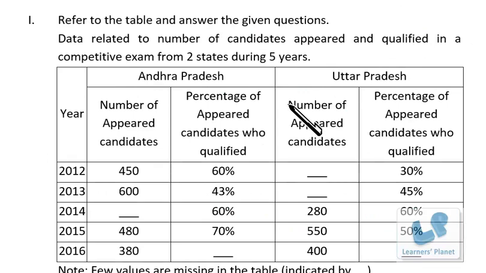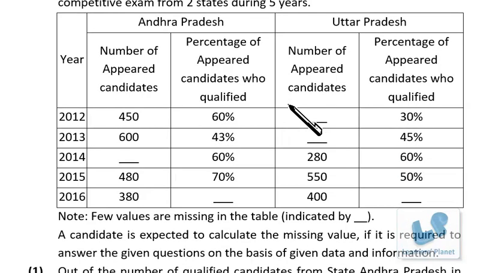Data related to the number of candidates appeared and qualified in a competitive exam from 2 states during 5 years. Andhra Pradesh and Uttar Pradesh they are talking about, from 2012 to 2016. A few values are missing in the table, indicated by a dash. We just have to fill up the missing information. Okay, so let's take the first question.